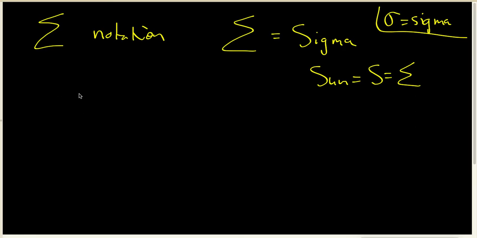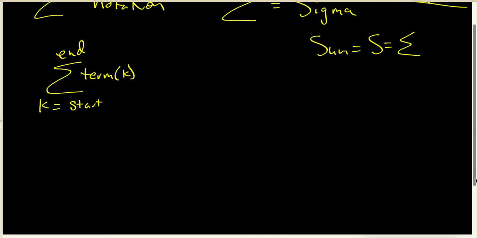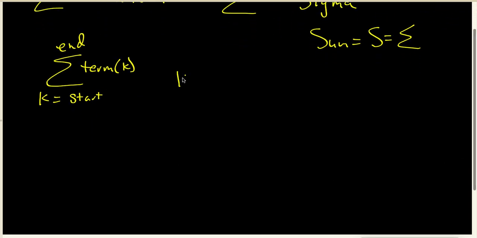Now, the way we use the sigma notation is we have a counter, which we will call k, and we have to have a starting value, and we have to have an ending value, and we have to have some kind of a term, which is usually a function of k, but not always. And I should say that k is called the counter variable.